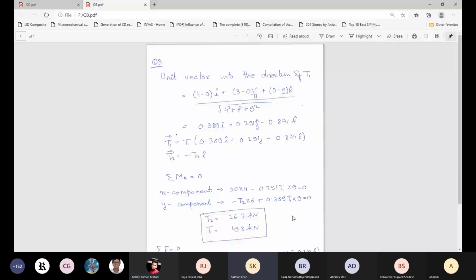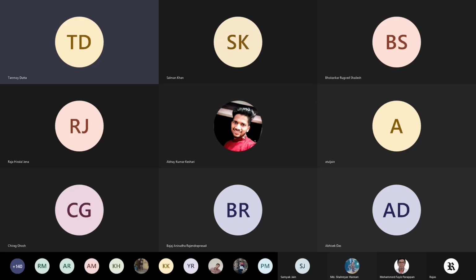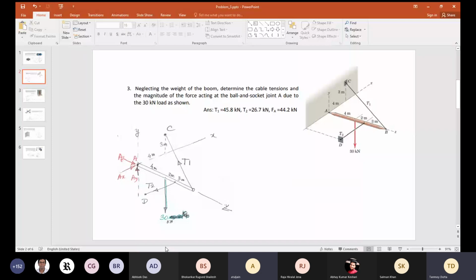Sir, can you show the FBD of the diagram for a second? So in this solution, the x component is basically the moment about the x-axis and the y component is about the y-axis. Yes. So basically, MA is equal to 0, the X component is equated to 0, the Y component is equated to 0. This is the free body diagram. Yes, sir, done.